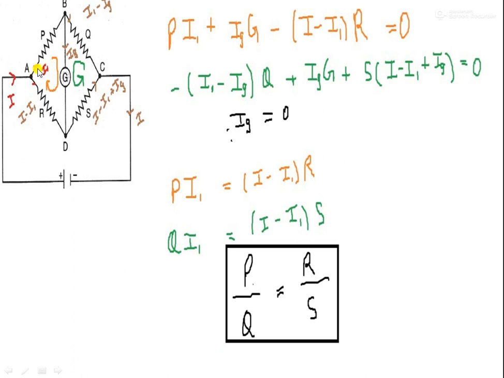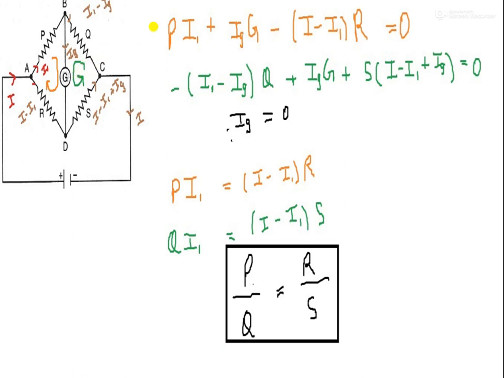When I move further, the next current is I1 with P, and it is in the same direction as the loop. So plus P I1. When I move again, there is the galvanometer, and the current flowing through galvanometer is Ig, and it is also moving in the same direction as the loop. So when the direction is the same, it is also positive, Ig into G. So this is your first equation. Similarly, in the second loop, I am taking the direction to be anti-clockwise. You can take any direction, as I told you earlier also. The direction is your choice.